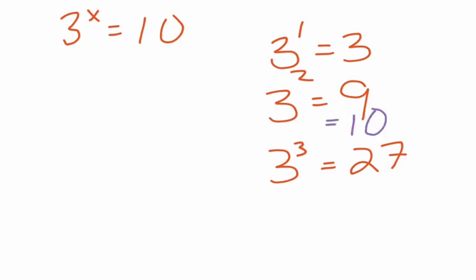We want 3 to the something is equal to 10. So if I set it up like that, it might make it a little bit easier for you to see that x has to be between 2 and 3, because you're jumping over the 9 all the way to the 27. So if x is equal to 2, you're going to end up a little bit low. If x is equal to 3, you're going to end up a little bit high.